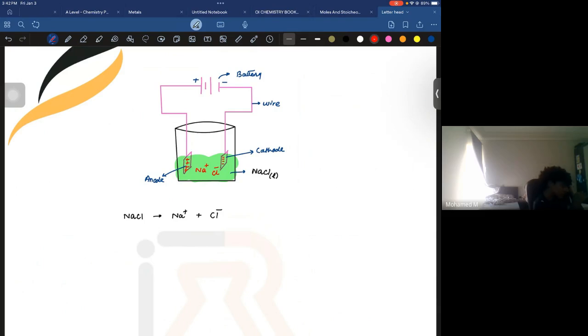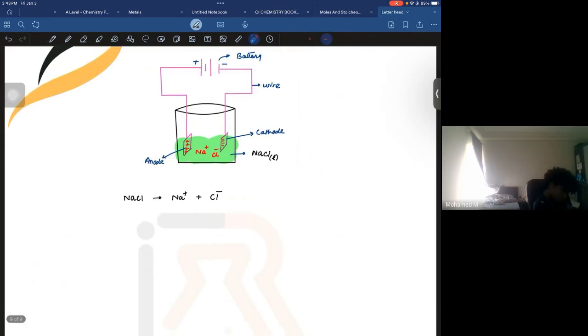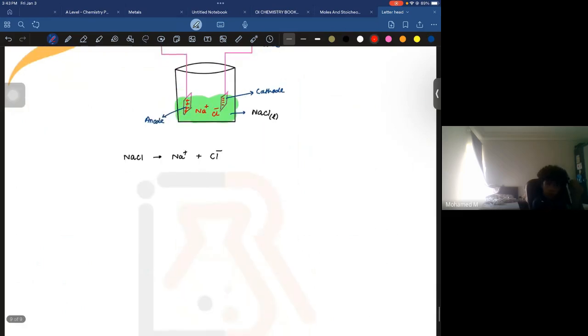Initially, it has no charge. When you haven't connected the plate to the terminals of the battery, it was neutral. But when you connect these plates to the terminals, they get the charge. The plate connected to the negative terminal is called the cathode, and the plate connected to the positive terminal is called the anode. So Cl minus would go towards the anode and Na plus would go towards the cathode. Are you getting me? Yes.